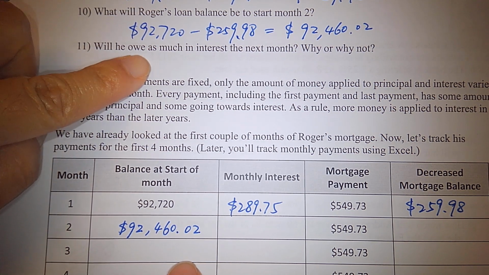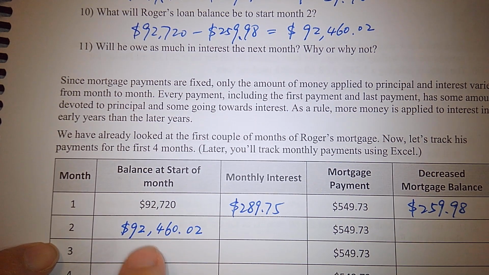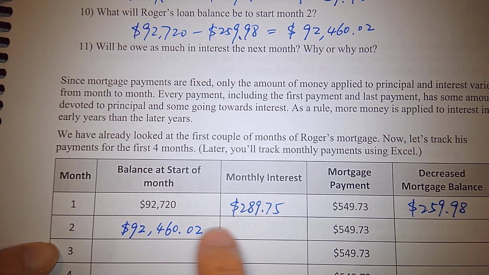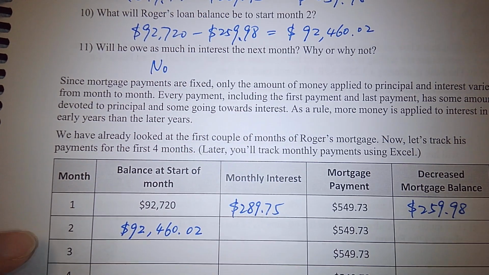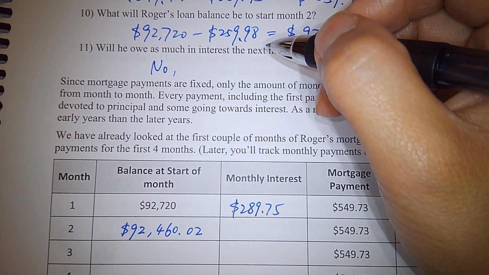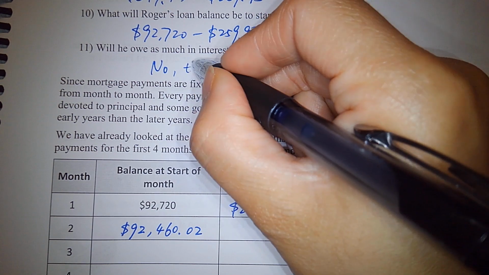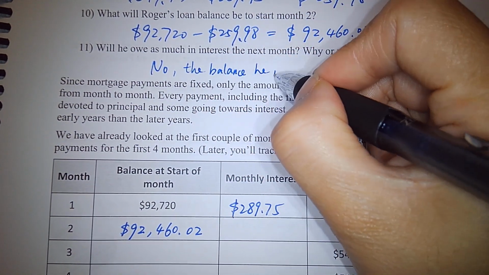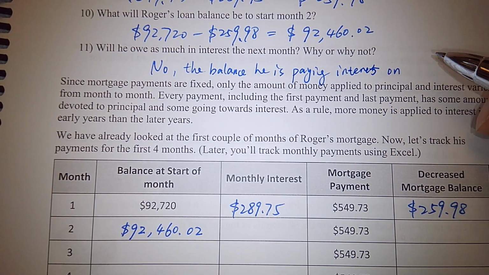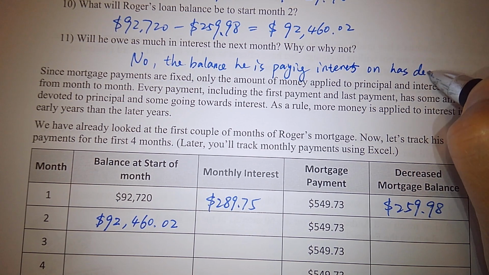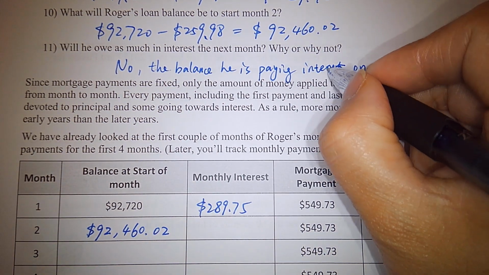Question 11. Will he owe as much interest in month 2 or no? No. Why? Because the principal has reduced from the first month, right? So this monthly interest will be slightly lower, okay? You say the answer for 11 is no, because the balance he is paying interest on has decreased. So we say the balance he is paying interest on has decreased.